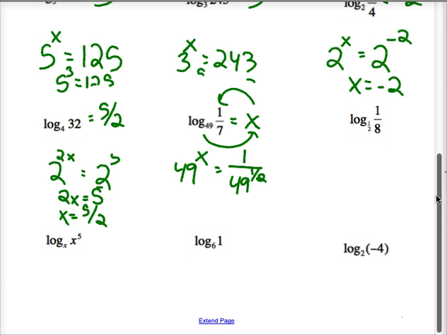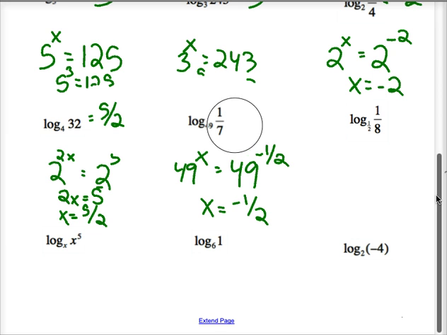Now, thinking back to our other example, I'm dealing with a fraction here. So, to get rid of the fraction, to move it up, I'm going to have a negative exponent. And now, I can finally say I know what x is. The x is negative 1/2. So quite a few steps, but still, as long as you follow that process, you should be able to get there.